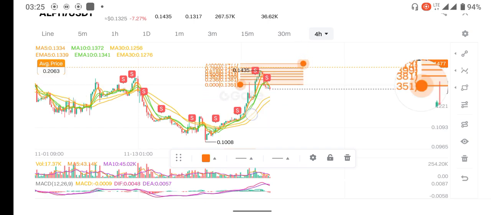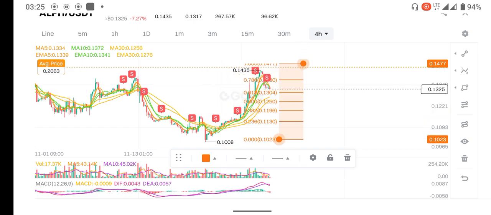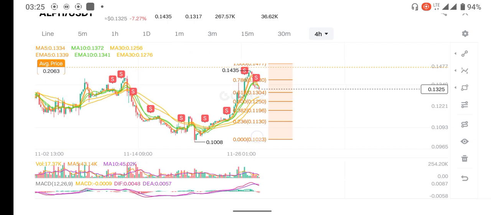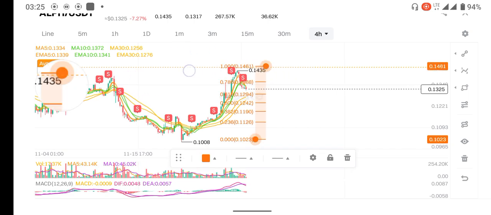So this can give us an idea of where the price will retrace to on a short-term basis. Remember, this is the 4 hours chart. So let me draw this Fibonacci so we can have an idea of where the price is going to retrace to.